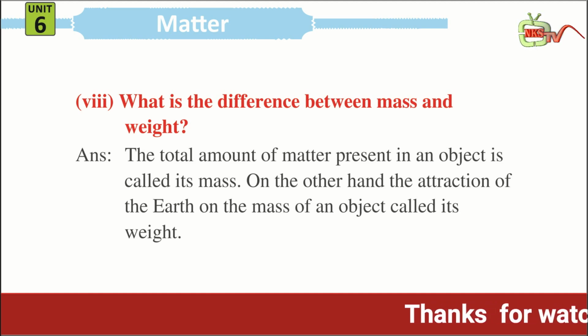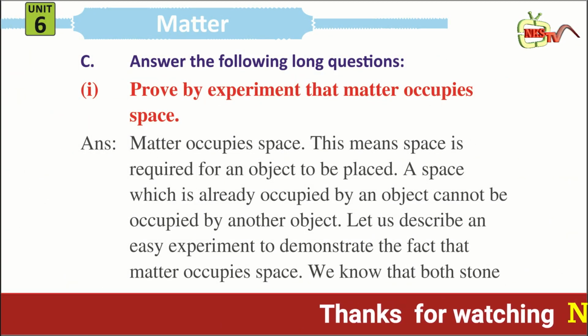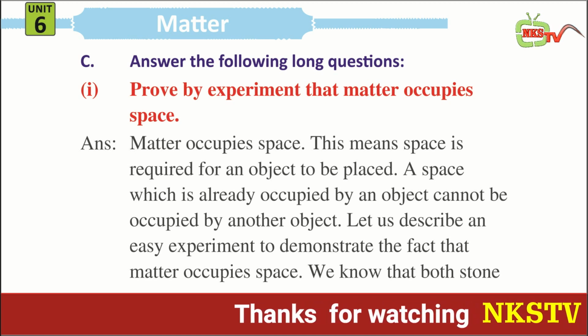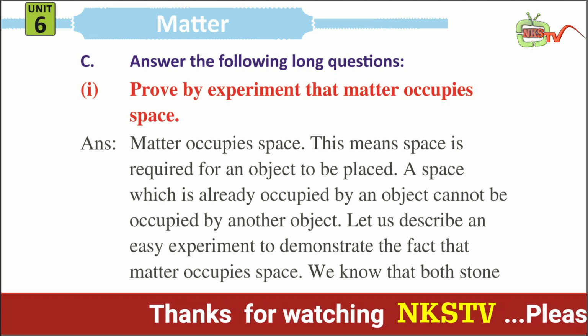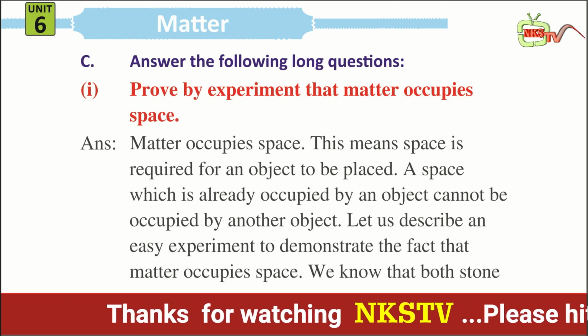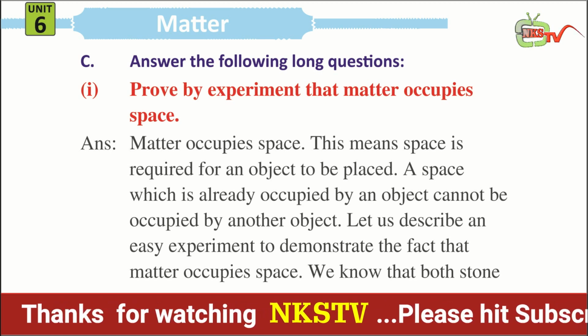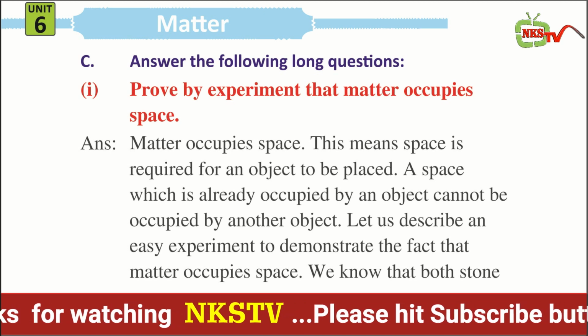Now dear students, move to the long questions. Answer the following long questions. Number 1. Prove by experiment that matter occupies space. Answer. Matter occupies space. This means space is required for an object to be placed. A space which is already occupied by an object cannot be occupied by another object.